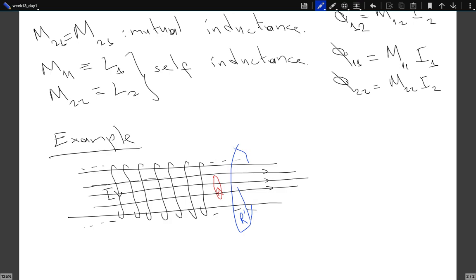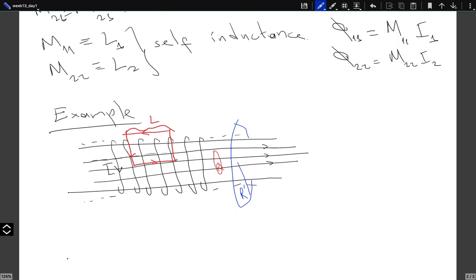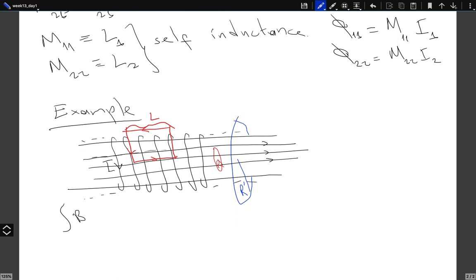Let's try to use Ampere's law. To use Ampere's law, what we did was we took a loop. This can be our loop of length, let's say, L. And Ampere's law told us that the integral of B dot dl around this loop should be equal to mu 0 times I enclosed.